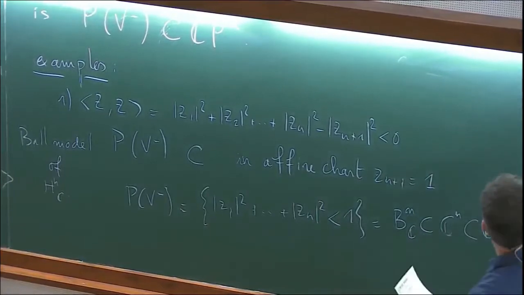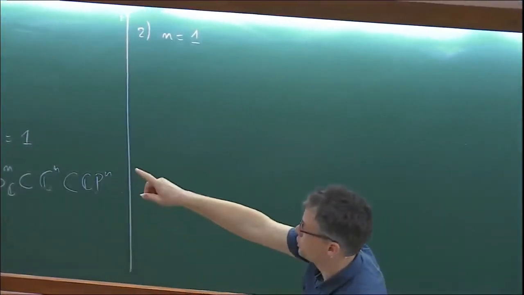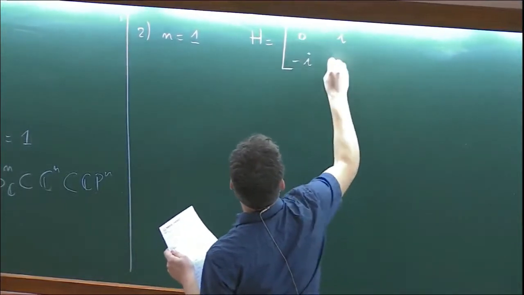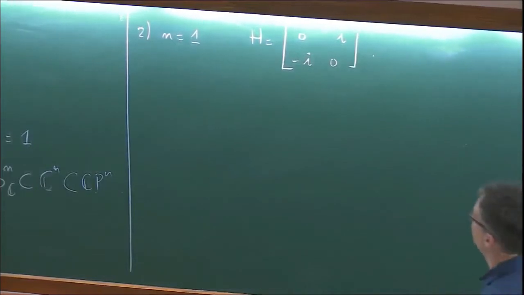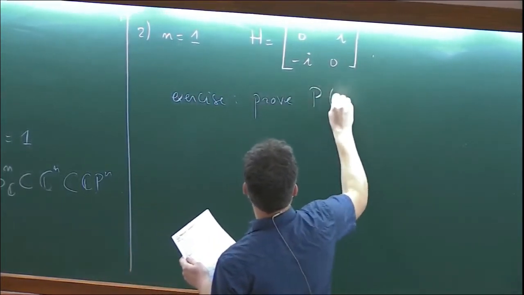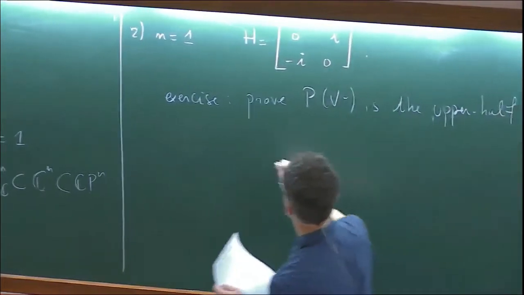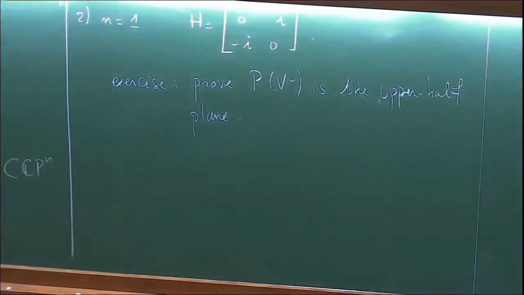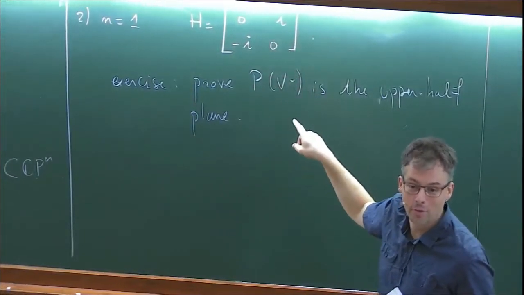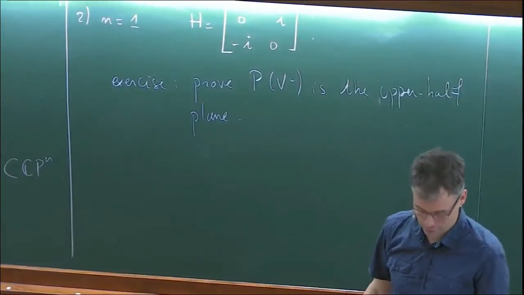Now, here's a second example. This time, I'm going to look at, again, a case where n is equal to 1. So this Hermitian form is in C^2. And I look at the Hermitian form given by this 2x2 matrix. What happens is, that's an exercise: prove P of V minus is the upper half plane. Of course, it's a bit weird to put i's here, but if you want to get the upper half plane, then you have to do it. If you put just ones, which is more natural, you get the right half plane, okay? But who works with the right half plane?